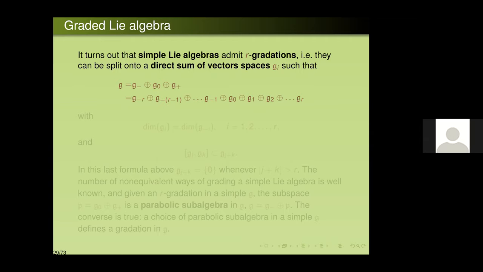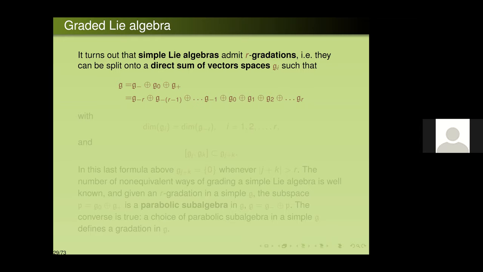Yes, so as I said, every simple Lie algebra, in particular G2, admits these kinds of gradations that are symmetric. It turns out that the number of these gradations is absolutely determined by the structure of the Lie algebra. For example, G2 has only 3 such gradations, and these gradations are in one-to-one correspondence to non-equivalent parabolic subalgebras. G2 has only 3 non-equivalent parabolic subalgebras, P1, P2, and Borel, which is just the intersection of P1 with P2. Other simple Lie algebras have more parabolics. Now, if you choose the parabolic, it defines this gradation, and it defines R and all the dimensions of the story. So the choice of parabolic defines this uniquely.